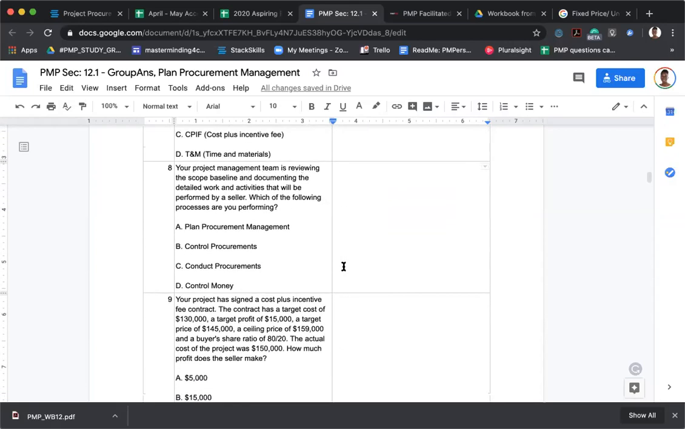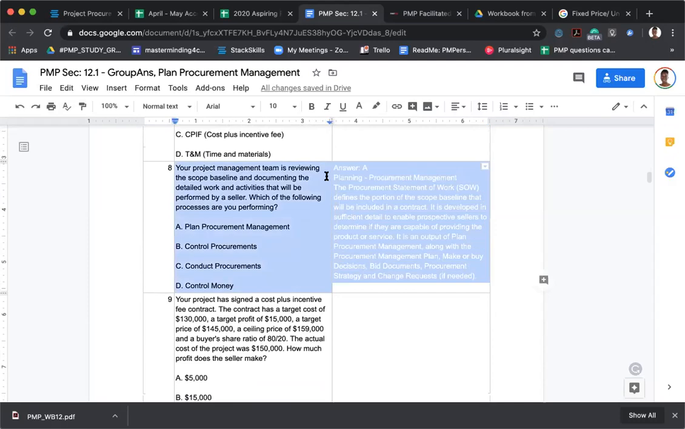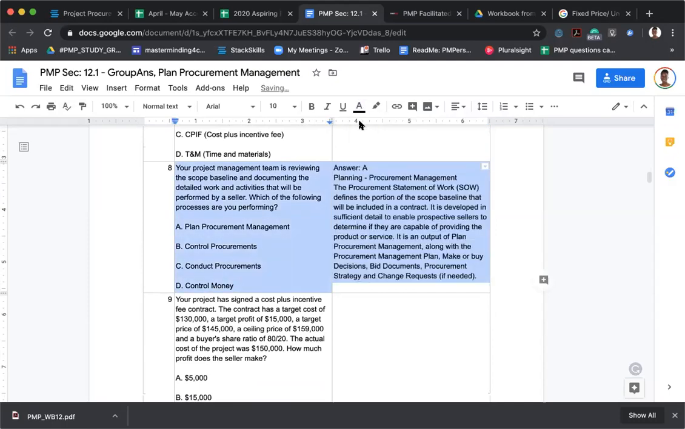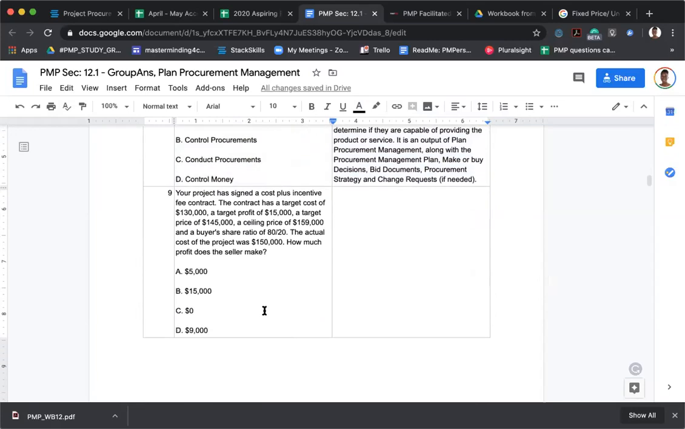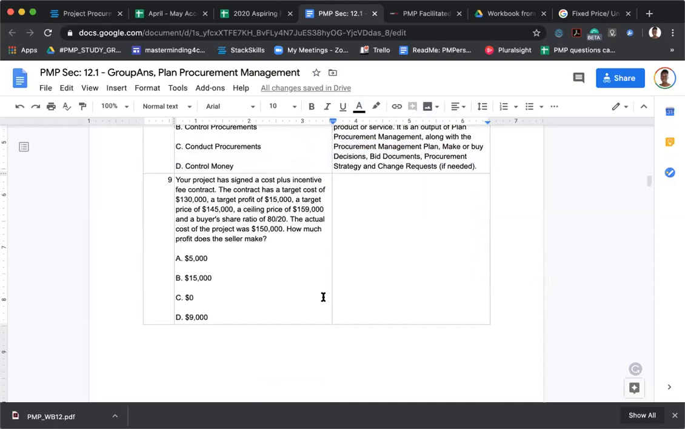Okay. Your project management team is reviewing the scope baseline and documenting the detailed work and activities that will be performed by a seller. Which of the following processes are you performing? A, plan procurement management, B, control procurement, C, conduct procurements, D, control money. I'm going to say A, just because that's what we're doing. Man, I thought we were controlling money. Statement of work, right?